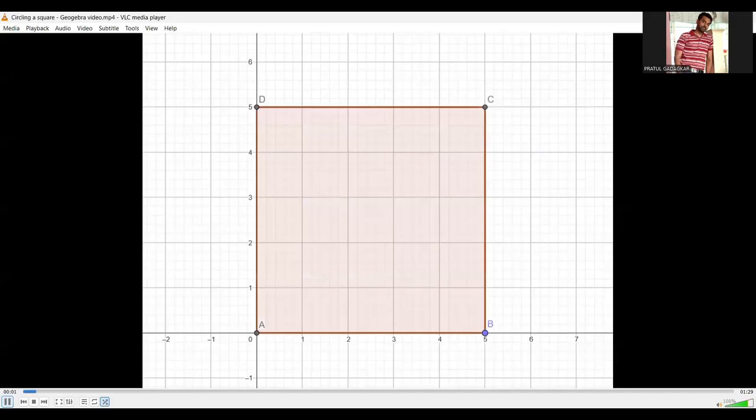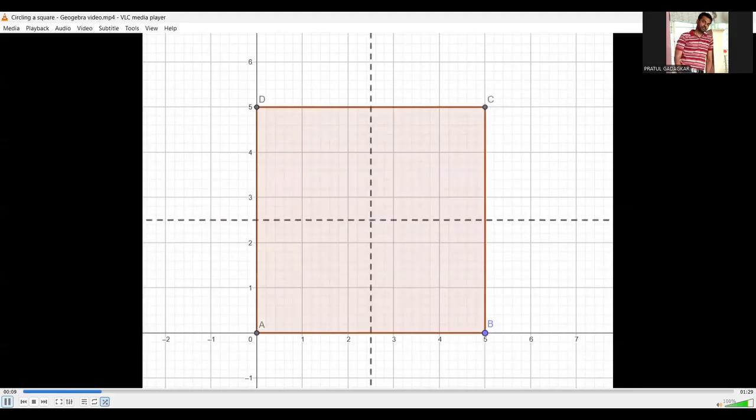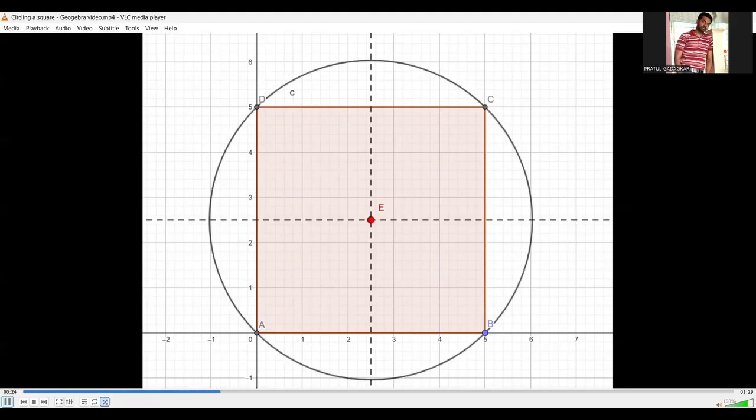We are going to take a square of side 5 units and draw a circle which has the same area. For that, I will take perpendicular bisectors of both the sides, and the intersection of these perpendicular bisectors is E, which I am showing in the figure. Now we are going to draw a circle from the center E with radius ED, and you can see the circle is passing through all four corners of the square.